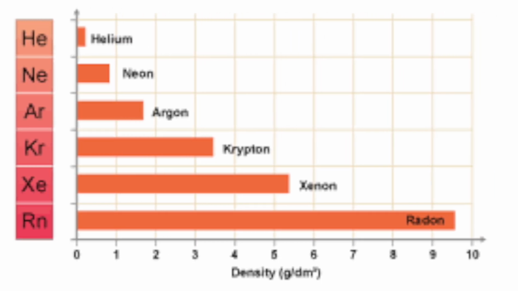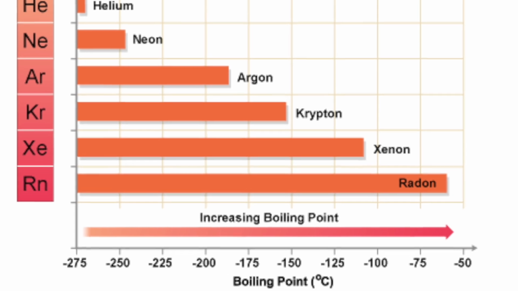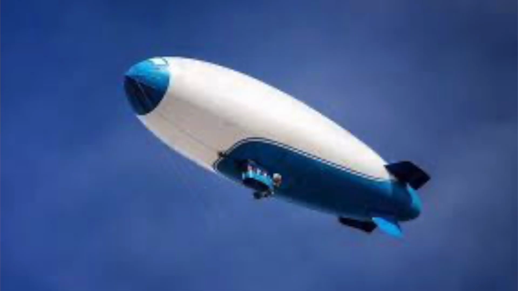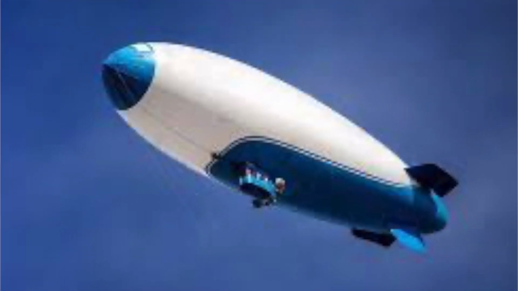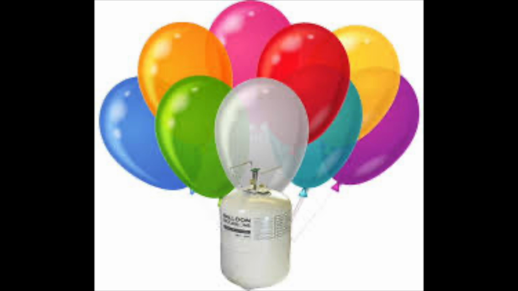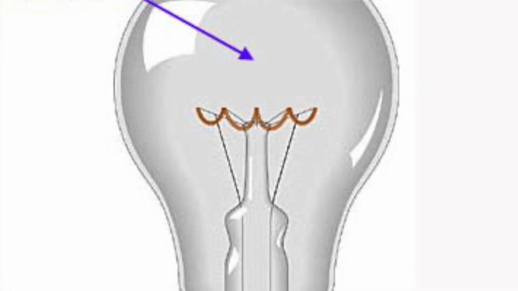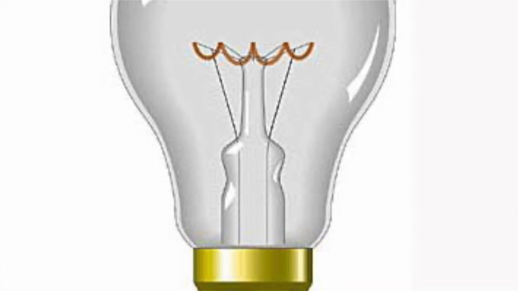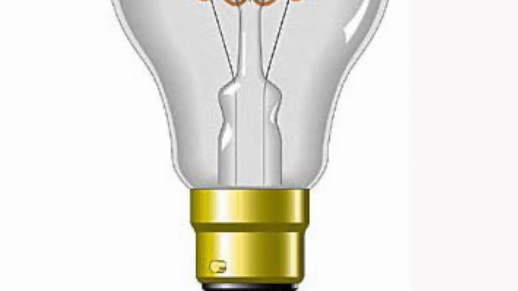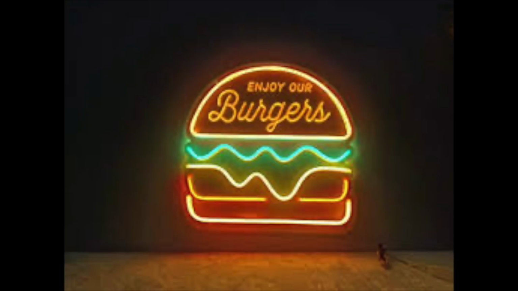Down the group, the density increases, and the melting points and the boiling points also increase. Helium is used in airships and to fill balloons because it is light and unreactive. Argon fills incandescent light bulbs because it will not react with the filament even at the high temperatures reached. Neon lights are brightly colored lights which use neon gas for advertising.